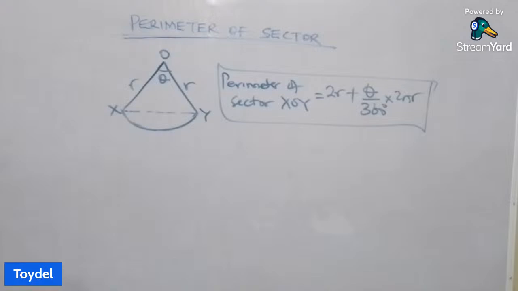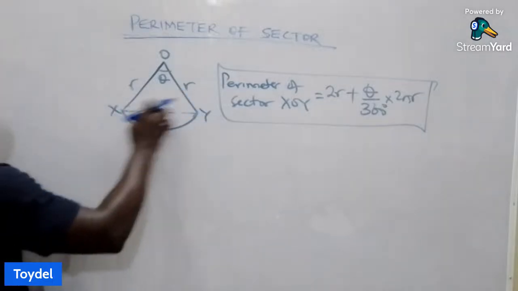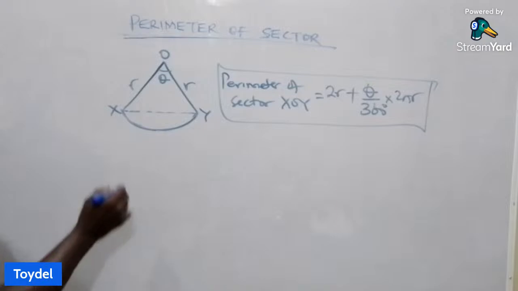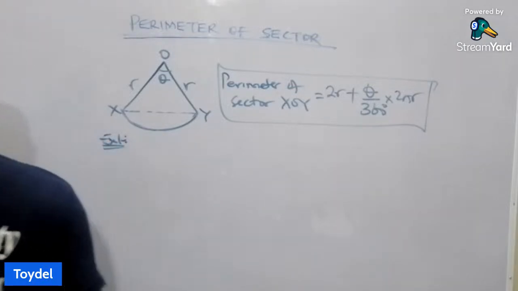So if you want to find the perimeter of a sector by formula, it is given as what we have on the board. There are two radii there. This one is a radius, this is another radius, then the length of an arc. So the perimeter of a sector is given by that formula. So let's take example 1, under the perimeter of a sector.